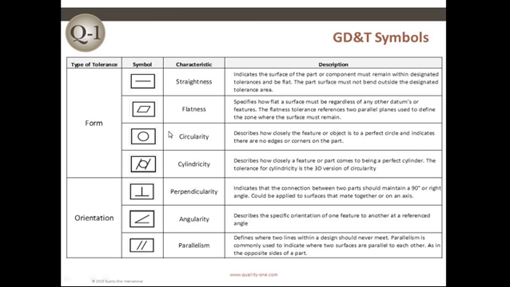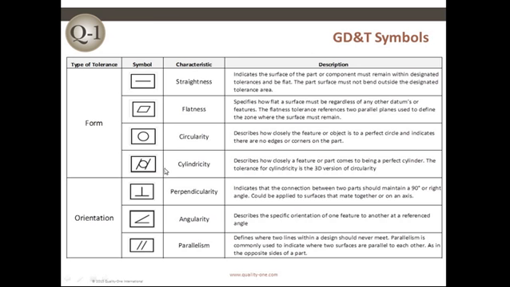Next one is circularity. So this symbol we are going to use for circularity, where you require such a circle in a drawing. It describes how closely a feature or object is to a perfect circle and indicates there are no edges or corners on the part.